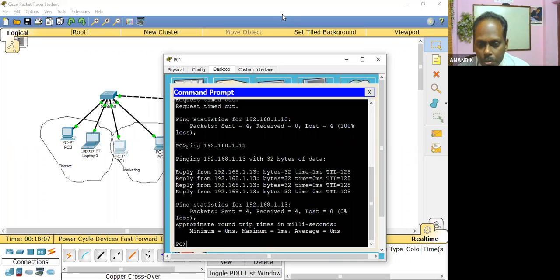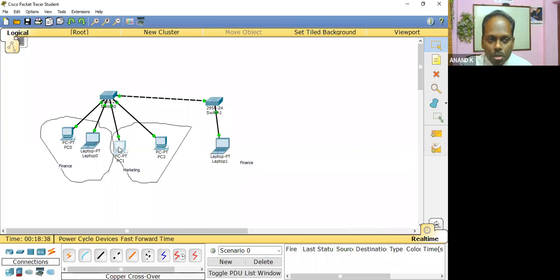If marketing wants a resource of finance, then there is only one way: establish a router. You have to route again. VLAN 10 needs to route with VLAN 11, right? Certain specific VLANs will be controlled in that particular way. If they want to have communication between these two, then there should be a router at the top. Such routers are called L3 switches. Sorry, once again I'm saying, they are called L3 switches.